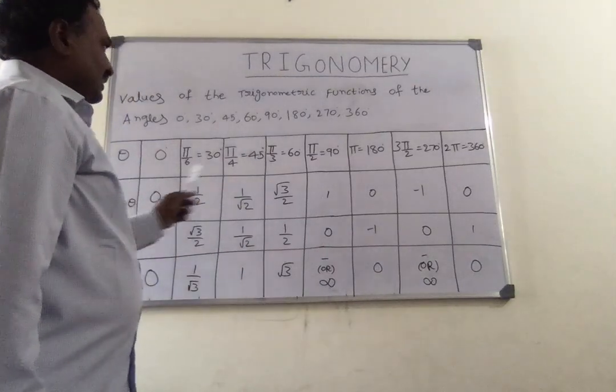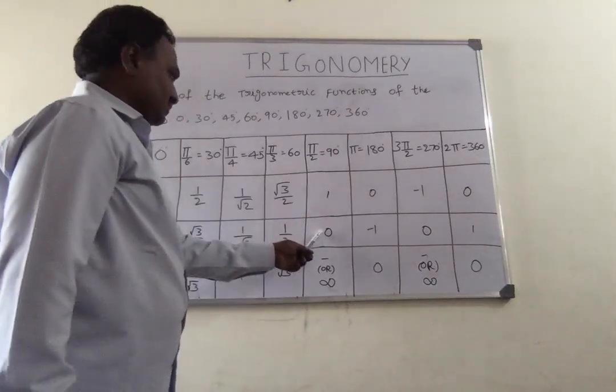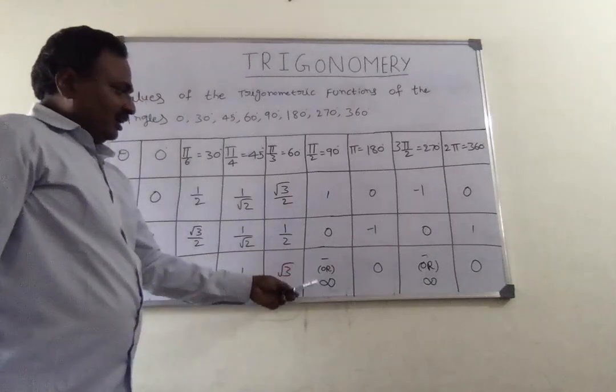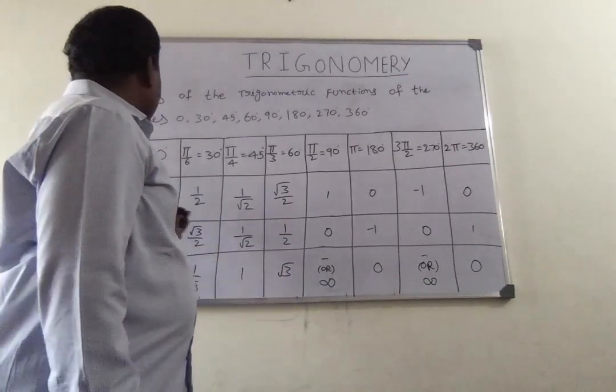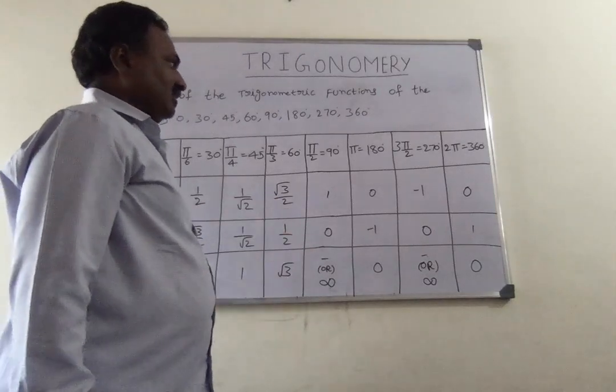Similarly, sin 90 degrees equal to 1, cos 90 degrees equal to 0, tan 90 degrees equal to undefined or infinity. We are not able to define this value because 1 by 0 will come, that is, infinity will come.